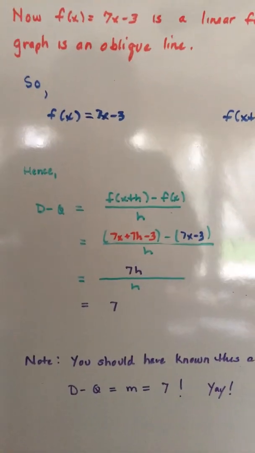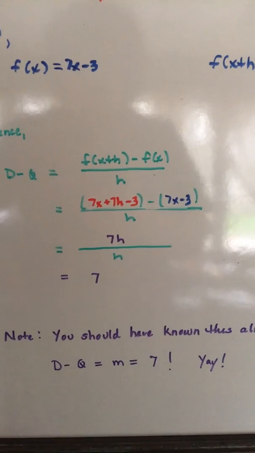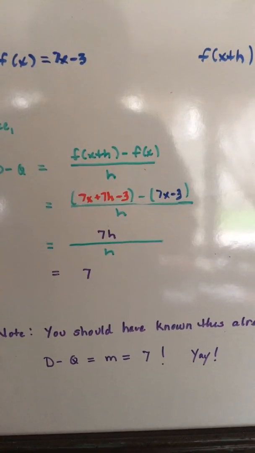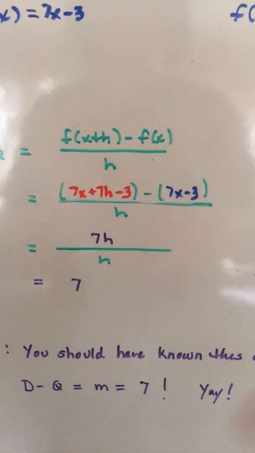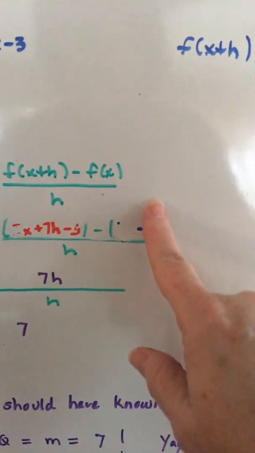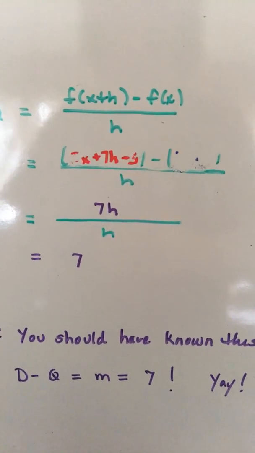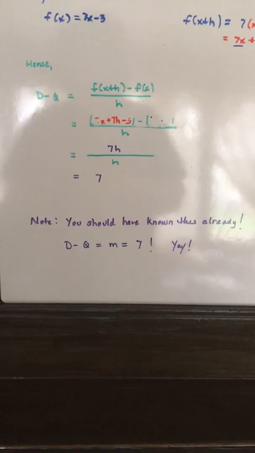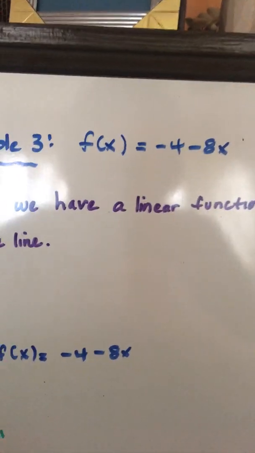So I come down to my difference quotient, f of x plus h minus f of x over h. I substitute what is playing my f of x plus h, 7x plus 7h minus 3, and I'm going to subtract 7x minus 3. Now notice what happens. I don't distribute. 7x minus 7x, they cancel. Negative 3 minus a negative 3, they cancel. And so all you're left with is 7h over h, which is 7. And again, we know this already. The difference quotient is the slope. It's 7. Yay. We'll do one more linear one before we move into higher degree polynomials.